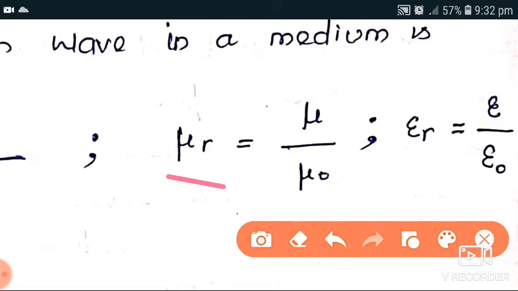What is meant by free space? Free space means the region that has no gravitational and electromagnetic field. That region is known as free space, or sometimes it is called vacuum. This term free space comes from classical free electron theory. Simply, mu r equals mu by mu naught. So relative permeability is the ratio between permeability and permeability in free space. That value is given in this question.